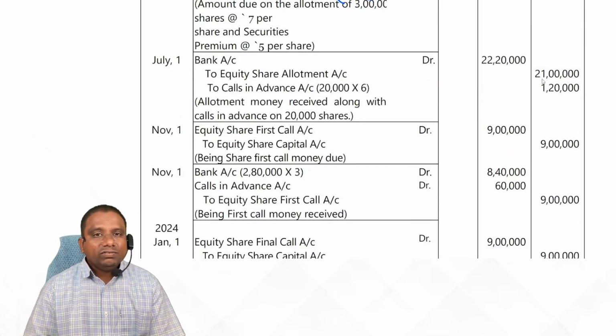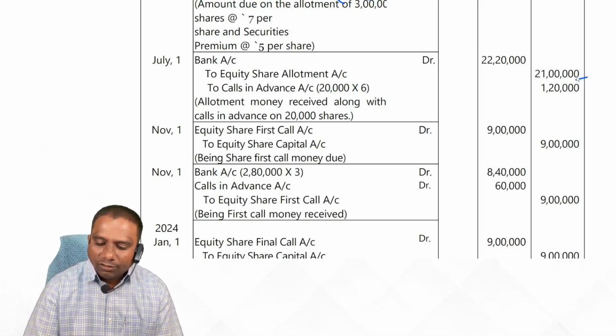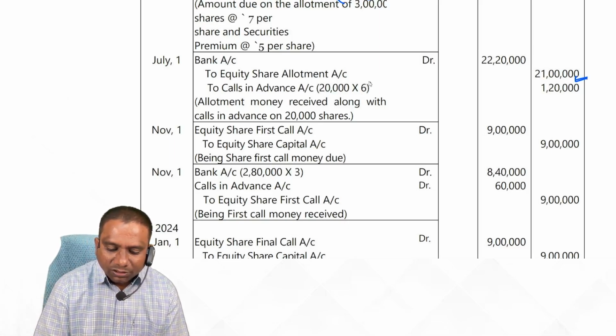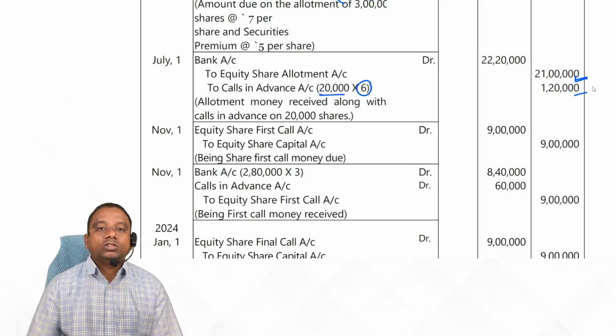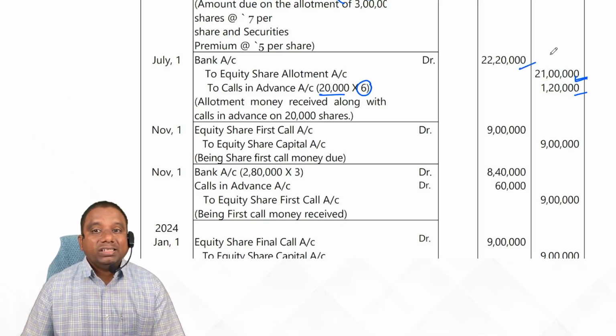Now we are receiving amount. But observe, students, along with allotment money, one shareholder has paid 6 rupees calls amount on 20,000 shares, so that we received calls in advance 1,20,000. Total amount received at the time of allotment is 22,20,000.